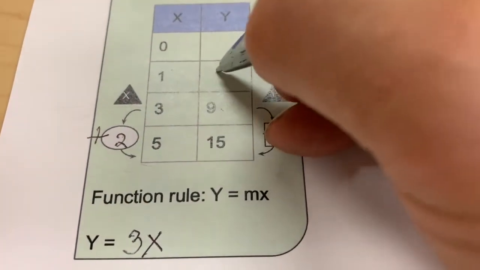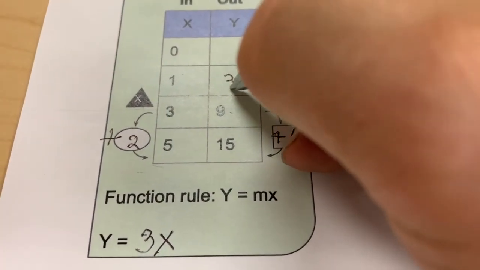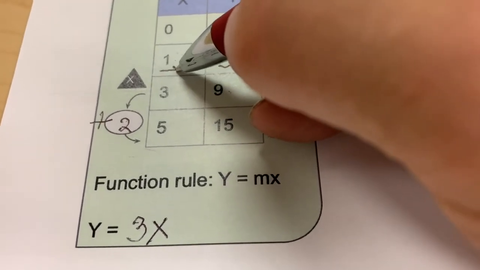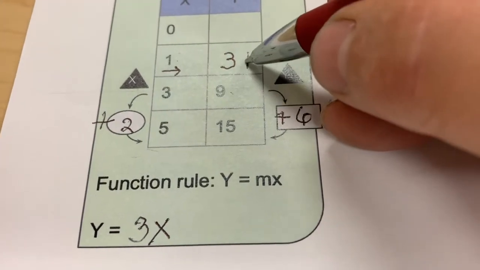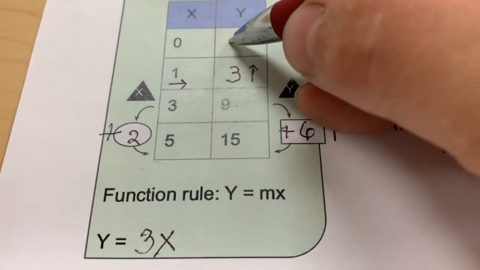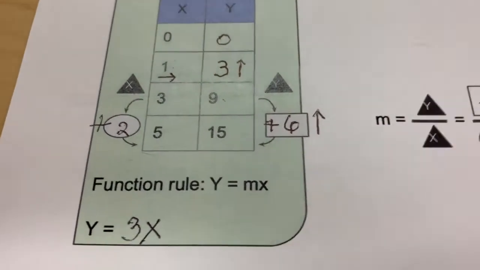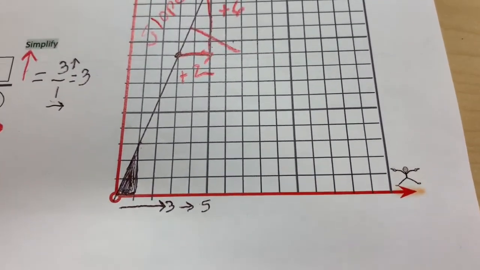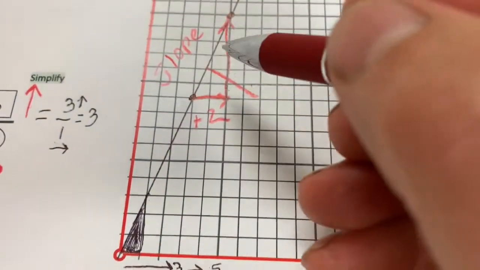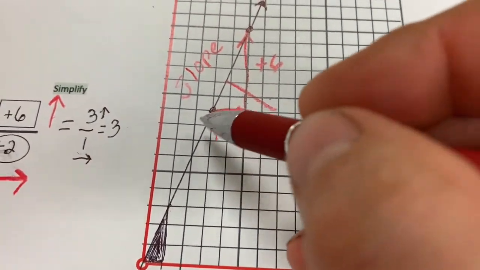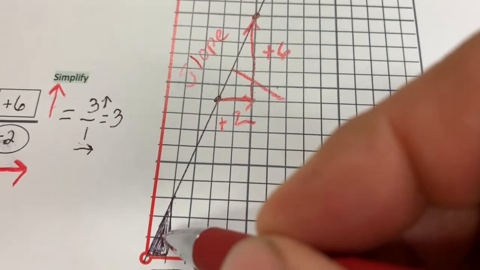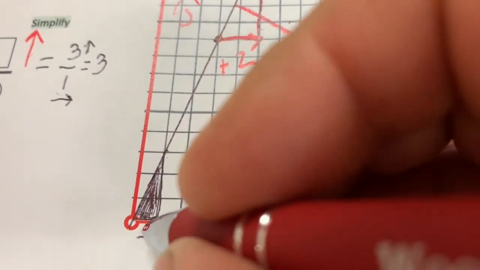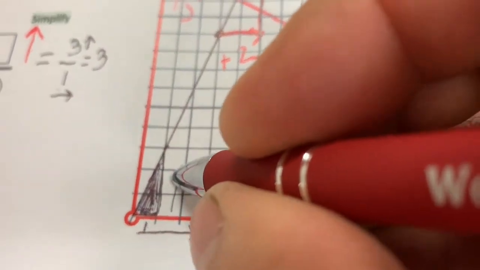That's that unit rate. Moving up 3 in the y direction for every one that you're moving in the x direction. And it hits the origin, so it's a proportion. So drawing those triangles in here is a great way to show what the slope is in the distance between the 2 points given, and how that's simplified to make a proportional triangle that's the same over 1, up 3.